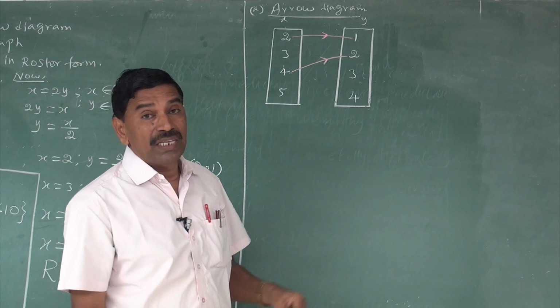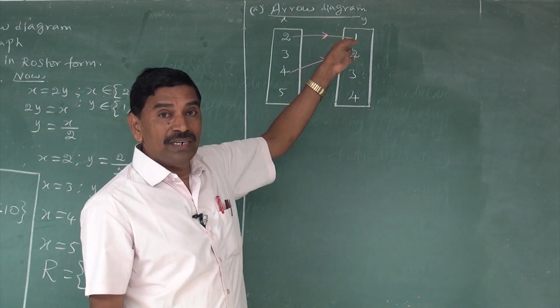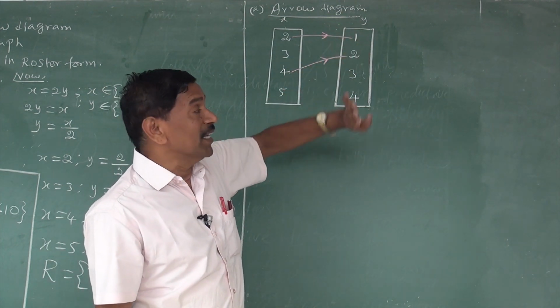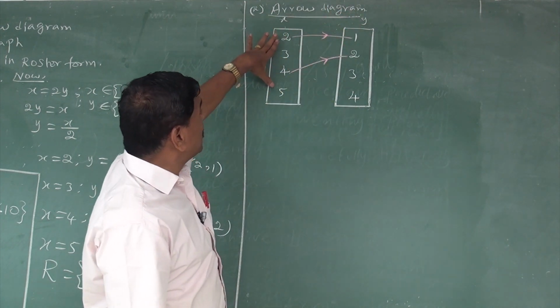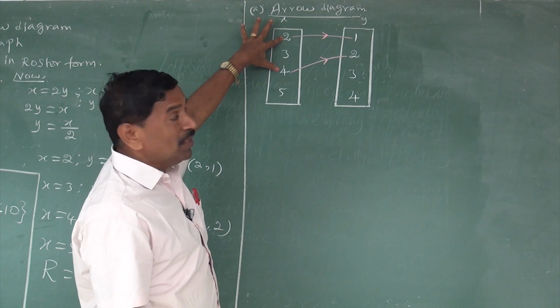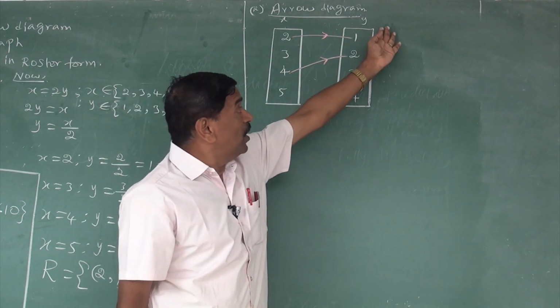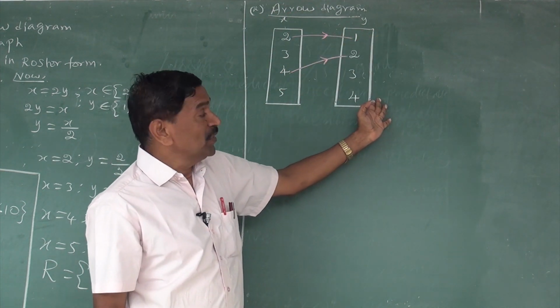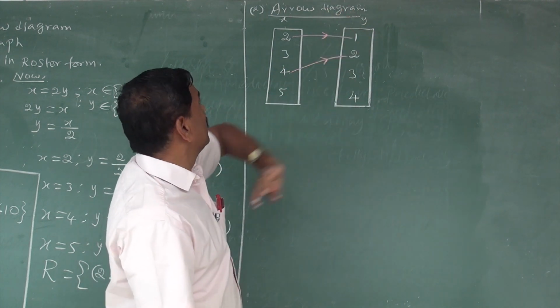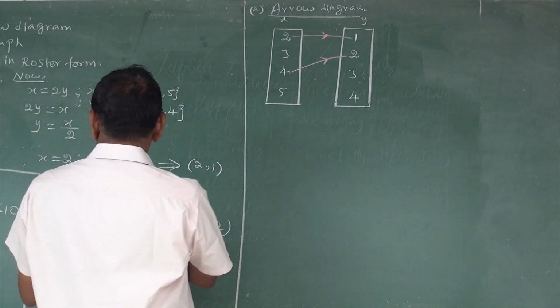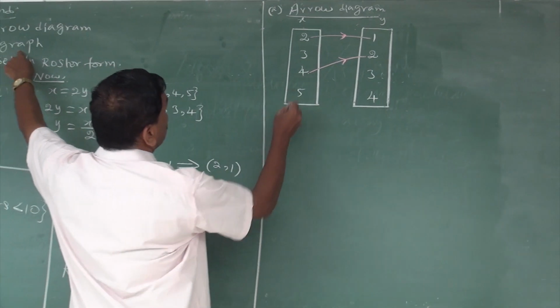And can you tell me what is the range of this relation? Anyone? Range of this relation? Yes, 1 comma 2. Okay, again, the domain of this relation is 2 comma 4, the codomain of this relation is all the elements in the second set, and the range of this relation is 1 comma 2. Okay, now second topic. Second topic is a graph.